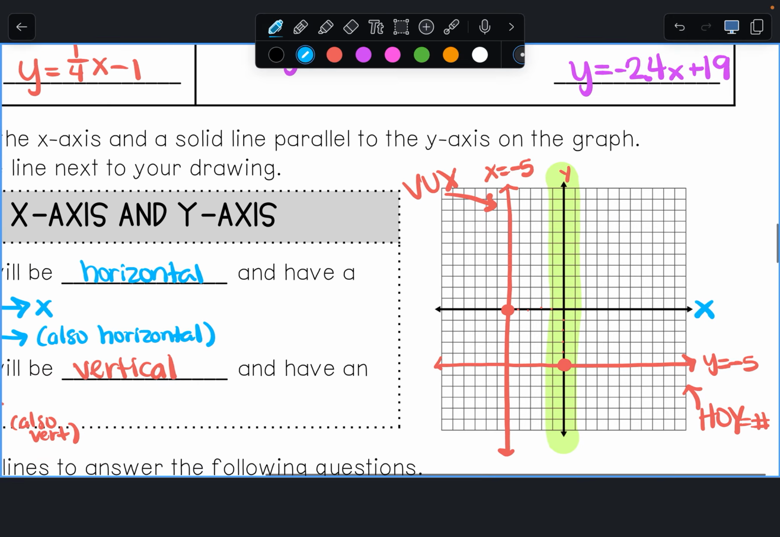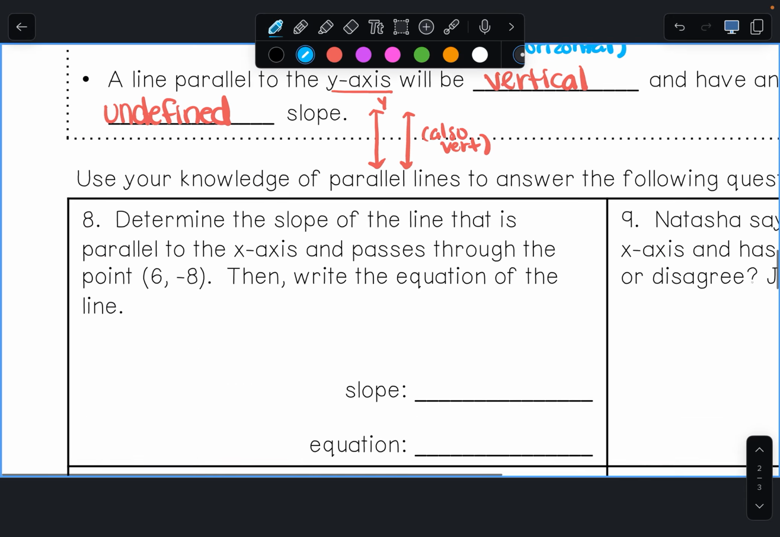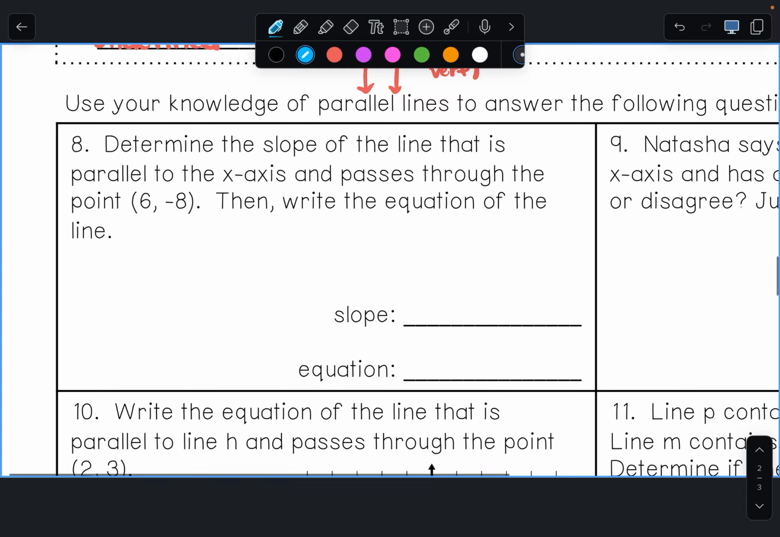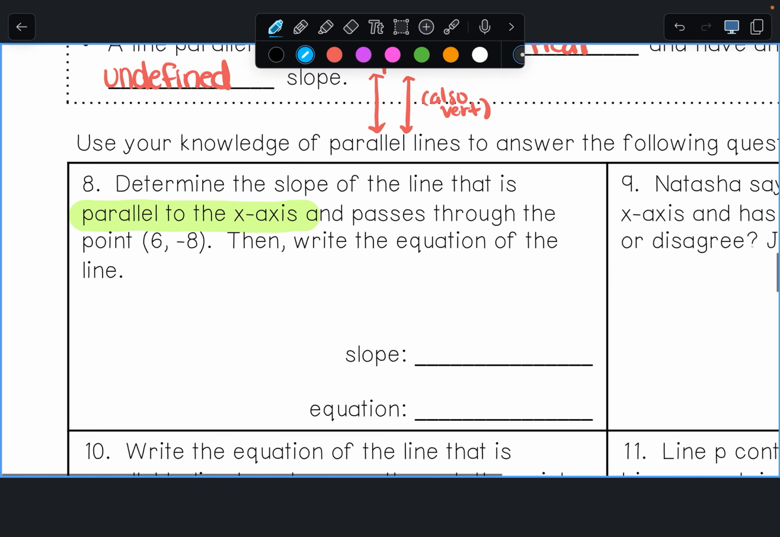Don't make little mistakes. Number 8, determine the slope of a line that is parallel to the x-axis. Let's break down this information first. My x-axis goes in what direction? Horizontal, left to right. Correct. So I'm going to draw myself a little x-axis here. If it's parallel to it, it's also going to be a horizontal line, right?